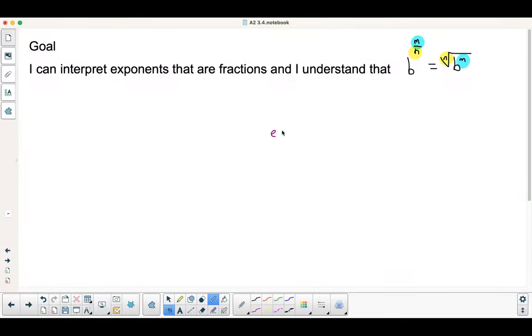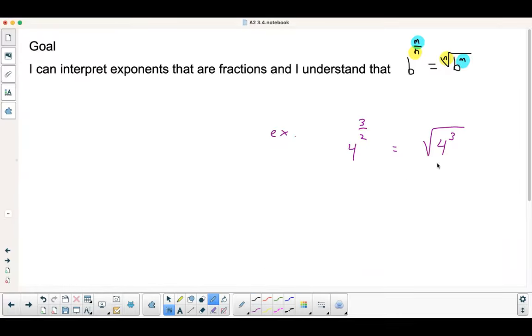Okay, so quick example. If I have 4 to the 3/2 power. Normally everybody would reach for their calculator right now, but you can do this without a calculator if you understand that it's power over root. So I'm going to take 4 to the 3rd power and then square root. Now we don't normally write the 2 there. We know that it's a square root if we don't fill that in.